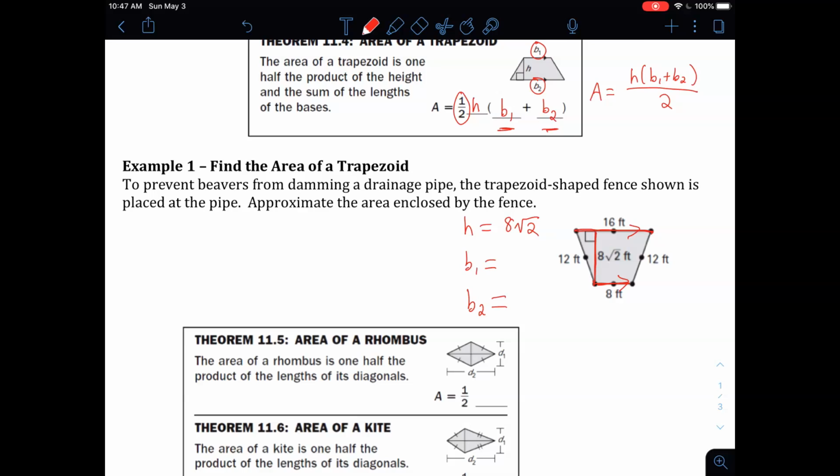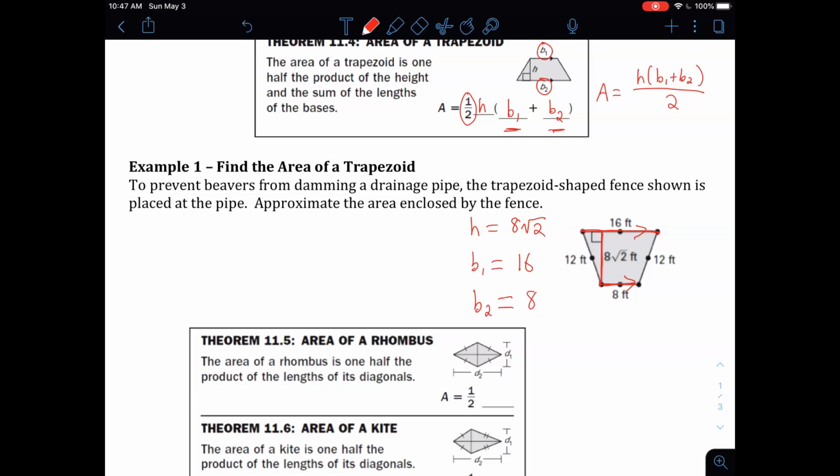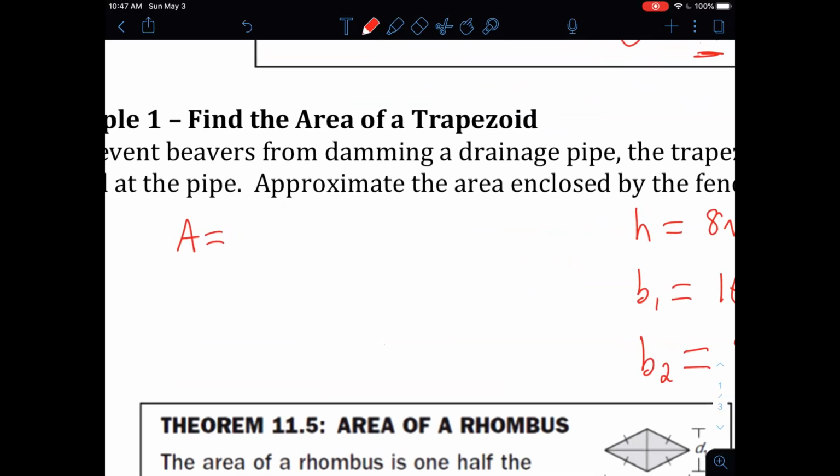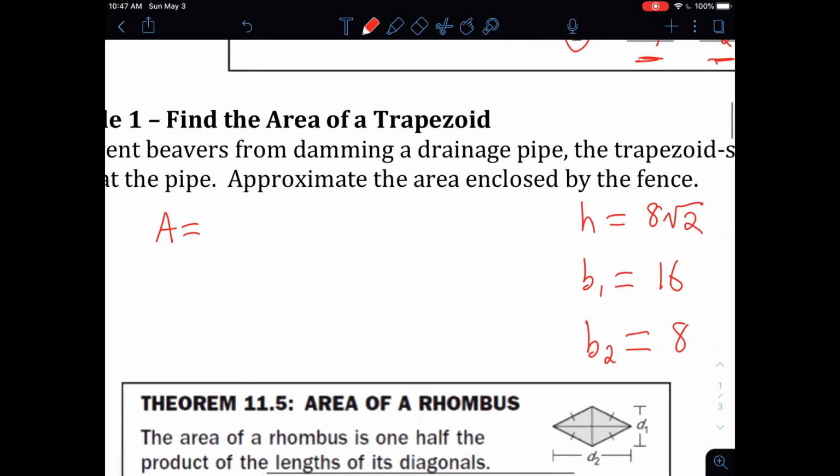So that means base 1 could be 16, and base 2 is 8. You could also reverse those and call this 8 and 16. It's because you're adding them together, it's not going to matter. They're interchangeable. All right, so we're going to plug into the formula. So we're going to do area equals, make sure you guys can see that. We're going to do height times base 1 plus base 2 all over 2.